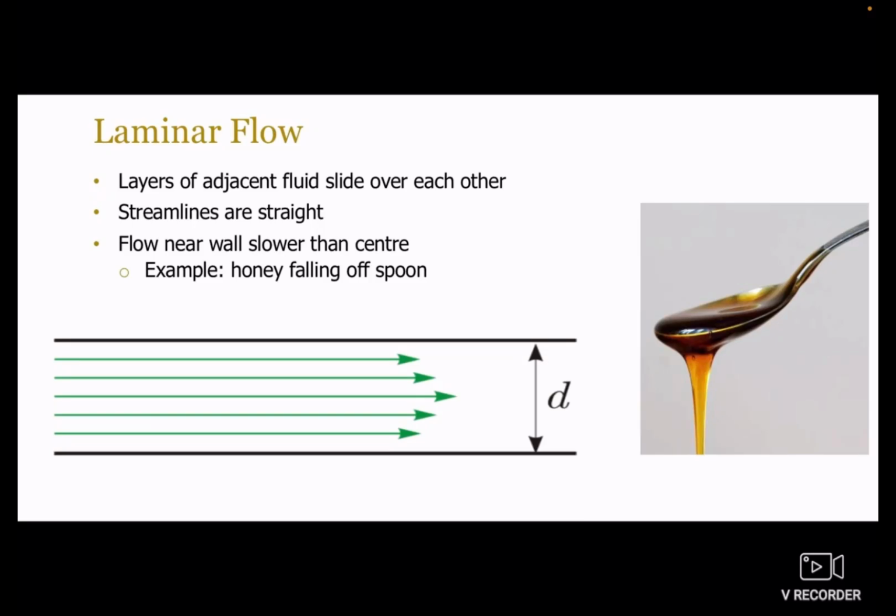Laminar flow. The flow where layers of adjacent fluid slide over each other. Streamlines are straight, flow near wall slower than center. Example, honey falling off spoon.